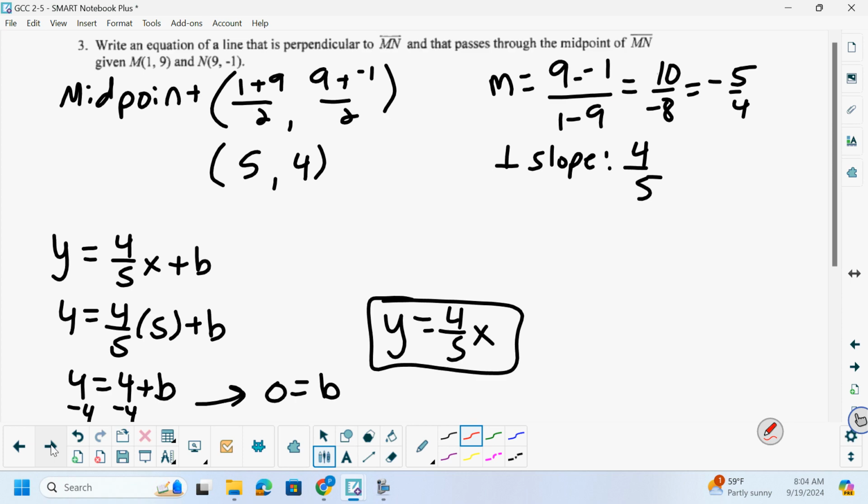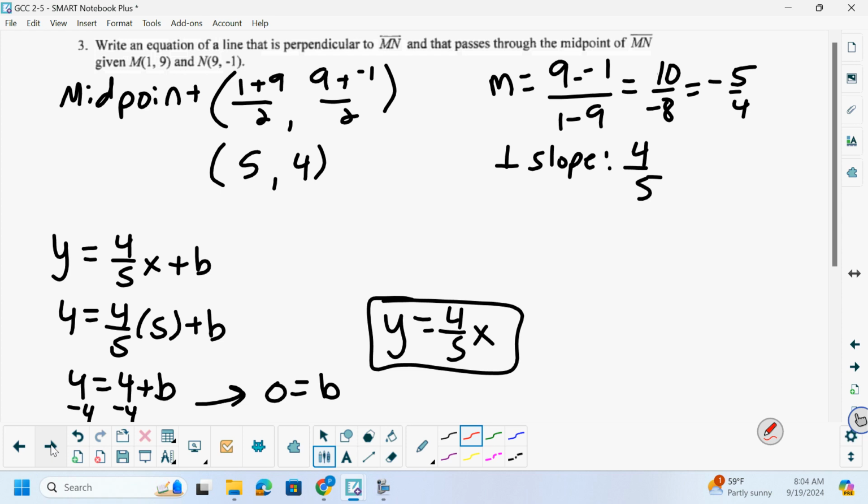So we want to pass through the midpoint and also be perpendicular. So first, average your x's and average your y's. So add your x's, divide by 2, we get 5. Add our y's, divide by 2, we get 4. That gives us our midpoint. Then do our y2 minus y1 over x2 minus x1 to find the current slope. We get -5/4. But they want us to be perpendicular.